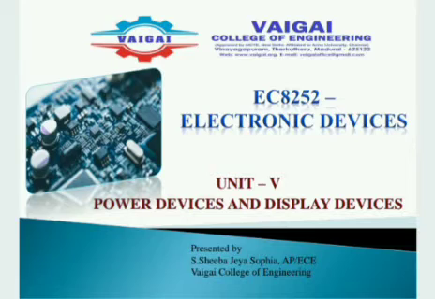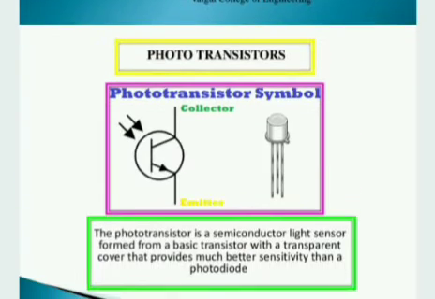Now we are going to discuss electronic devices, Unit 5, power devices and display devices. In our previous session we discussed power devices such as MOSFET, diac, triac, VMOS, DMOS, and also display devices like LCD display and LED display. In this session we are going to discuss phototransistors.